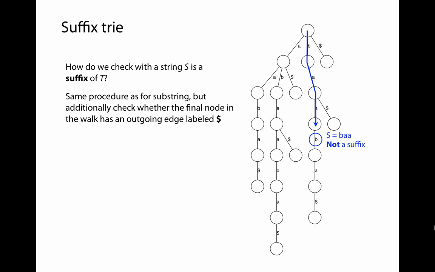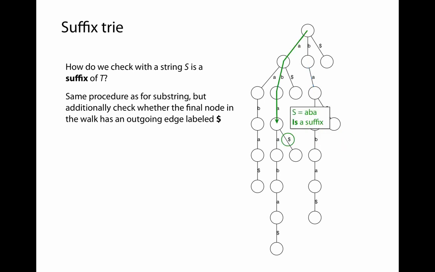So let's look at an example. Here's a query string BAA. We follow that substring procedure where we start at the root and we follow outgoing edges labeled with BAA. We end up in this node here, and so now we're going to check whether this node has an outgoing edge labeled with $, but it does not. There's only one outgoing edge and it's labeled with B. That tells us that S, BAA, is not a suffix of the text T.